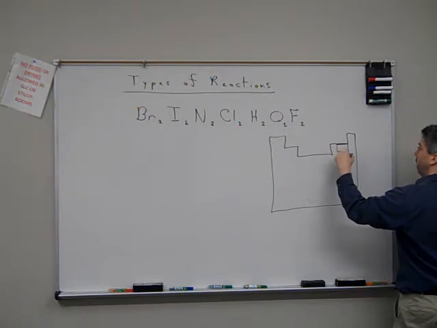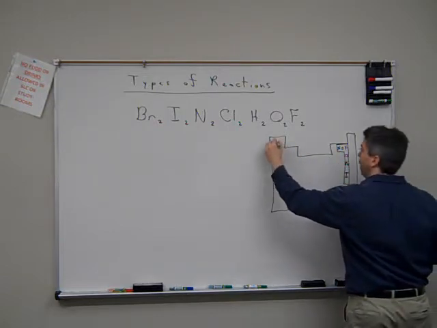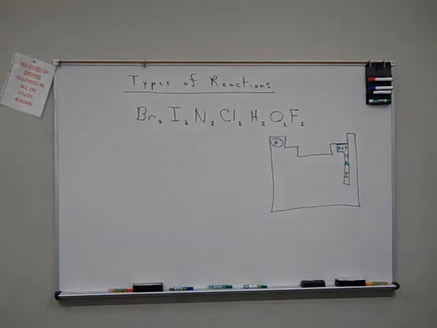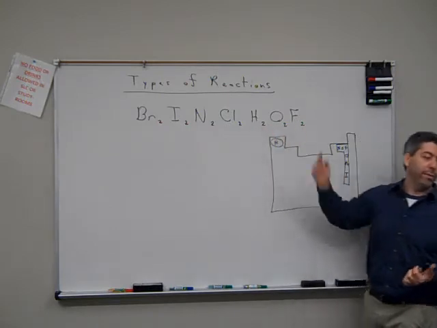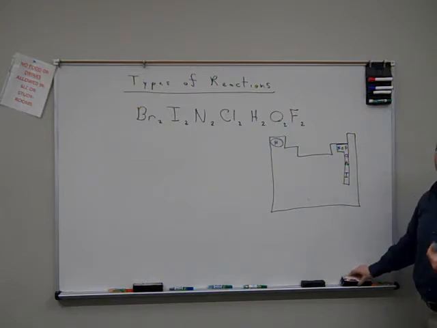So upside down L, so you have nitrogen, oxygen, fluorine, chlorine, bromine, and iodine. And then there's also hydrogen, which is also included. Or you can remember the little acronym Brinkelhoff. So that's also helpful. So just keep that in mind whenever you're writing these equations.